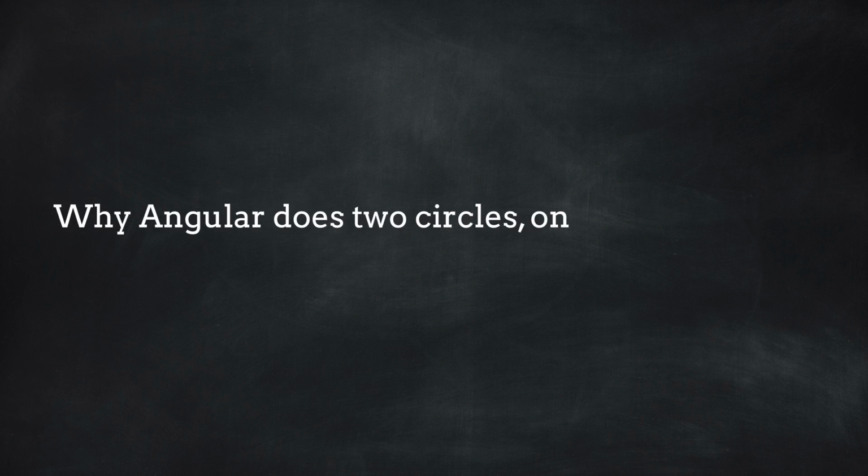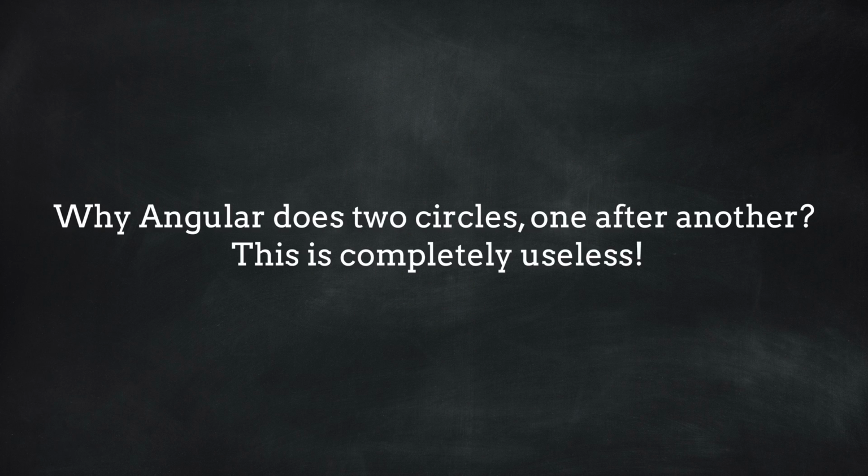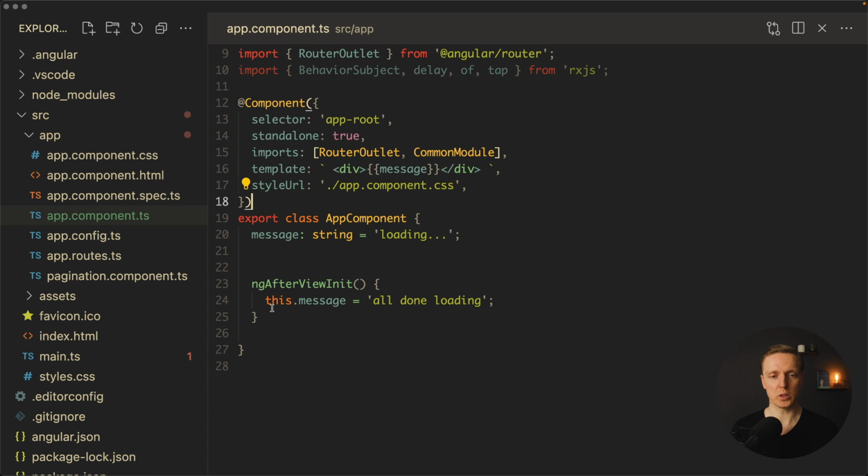And a lot of people are questioning why Angular does it at all. This is completely useless. This is not useless. This is exactly why we're doing that. Angular checks that our values are staying the same and they are not changed. Because if they are changed, then you have some nasty mutation or side effect which should not be there. As you can see inside our code, we are changing this message, but we are doing it in the ngAfterViewInit hook. And this hook is a part of initial change detection.